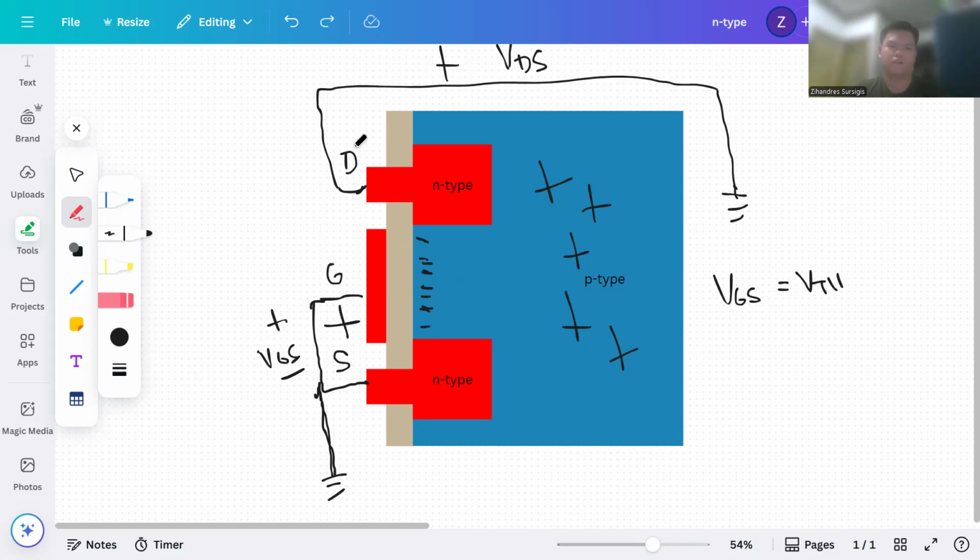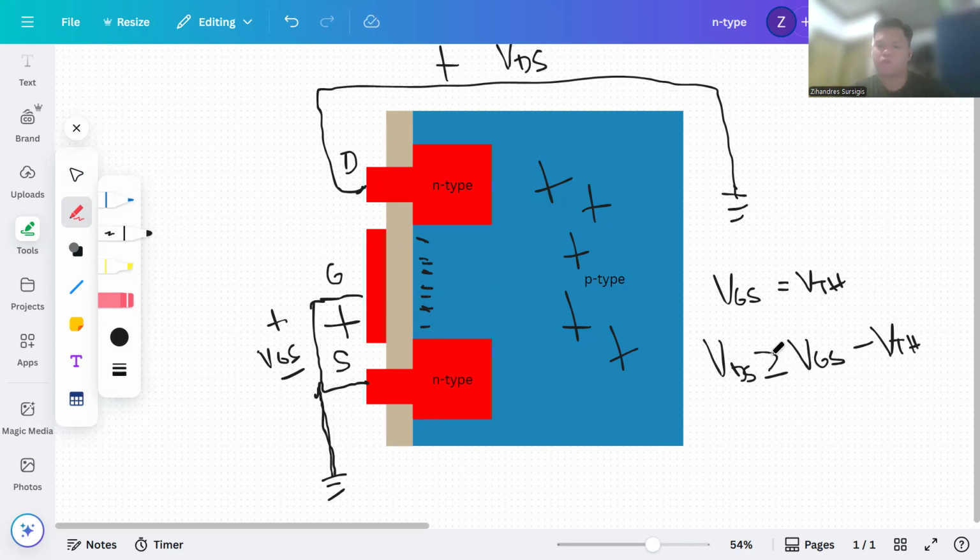So, what about the other half? What's the basis for the formation of the inversion layer? In this other half, the governing equation is this equation: VDS is greater than or equal to VGS minus VTH, meaning the threshold voltage.